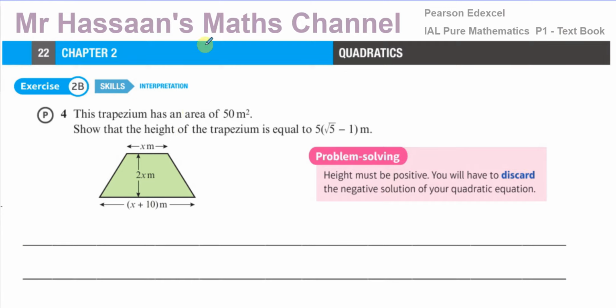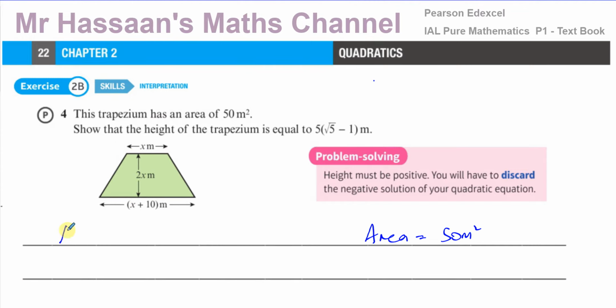It's about a trapezium which has an area of 50 meters squared. So the area of the trapezium is 50 meters squared, and we have to show that the height of the trapezium is equal to 5 times root 5 minus 1 meters. The trapezium has a height, in terms of x, of 2x. The width, that's the distance between the parallel sides of the trapezium, and the lengths of the two parallel sides are x meters and x plus 10 meters.